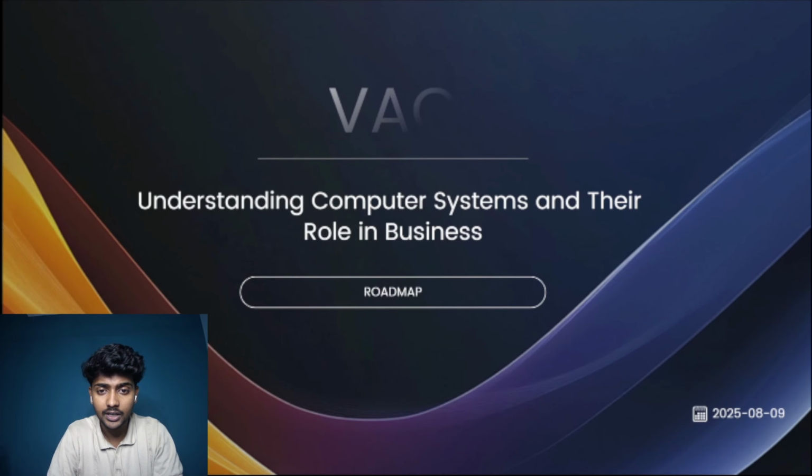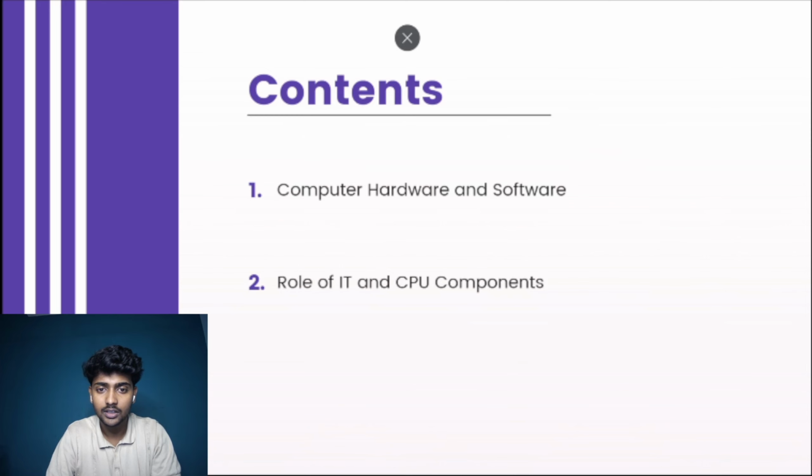So today we are going to understand the computer system and its role in business. Starting off with computer hardware and software. Computer hardware includes the physical components of the computer which you can see and touch, such as the CPU, the brain of the computer, the motherboard and the RAM. Also the input devices, which are keyboard, mouse and scanner. The output devices may include monitor, printer, speaker and peripheral devices such as USB devices and webcams.